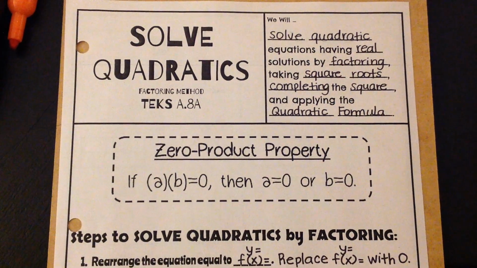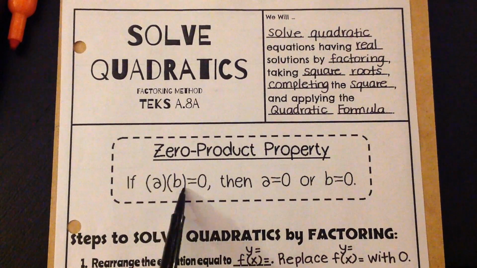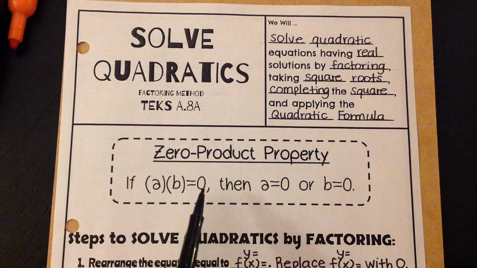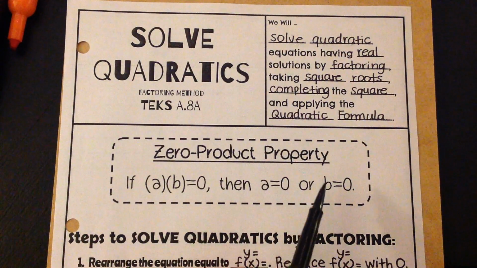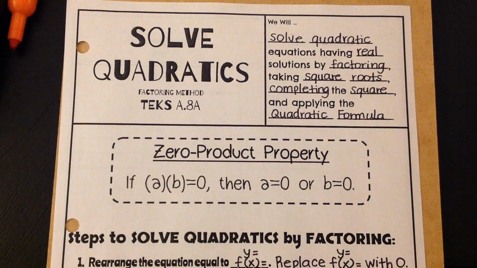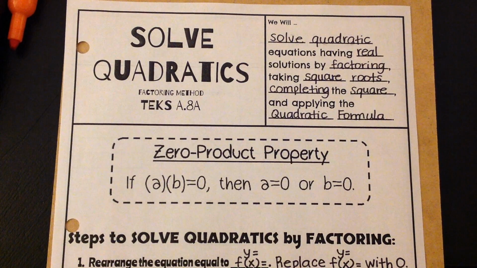Okay, today we're going to be solving quadratics using the factoring method. So the first thing we're going to address is the zero product property, and that says if you multiply two numbers together and your final answer is 0, which means that one of your numbers, either A or B, has to have a value of 0 because any number times 0 is equal to 0. So this is going to come into play for our factoring method.